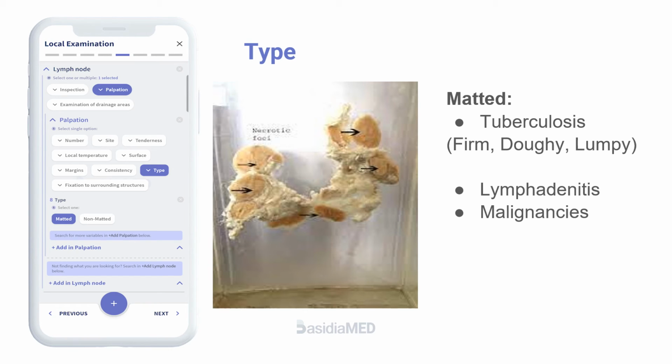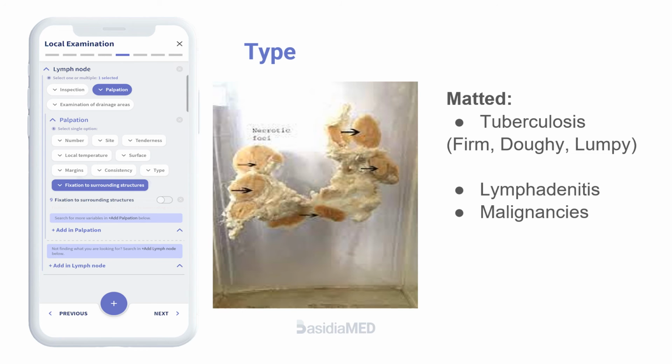The inflammatory process results in fibrosing of the lymph nodes, together giving it a matted feel. A common finding in tuberculosis, although palpation may not be enough to confirm the presence of matted lymph nodes, a lumpy, doughy consistency with large enlargements must raise suspicion of tuberculosis. Matted lymph nodes are also found in lymphadenitis and malignancies.